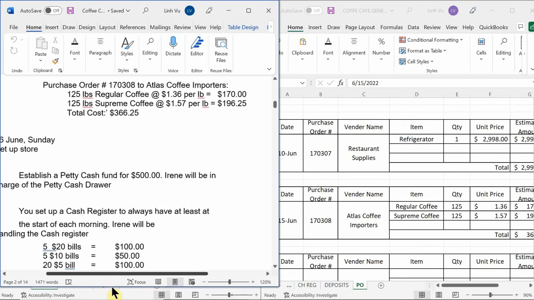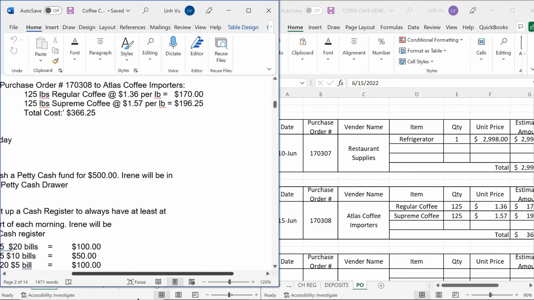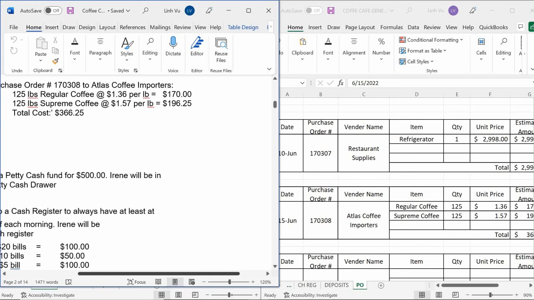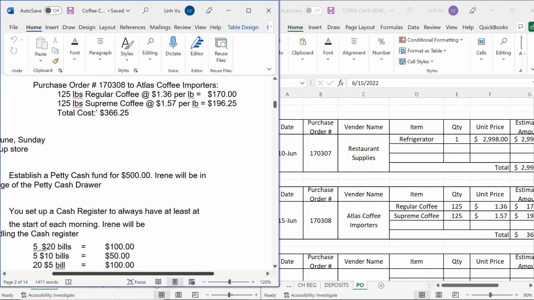So the first thing that we want to do here is establish a petty cash fund for $500. And Irene will be in charge of the petty cash drawer.